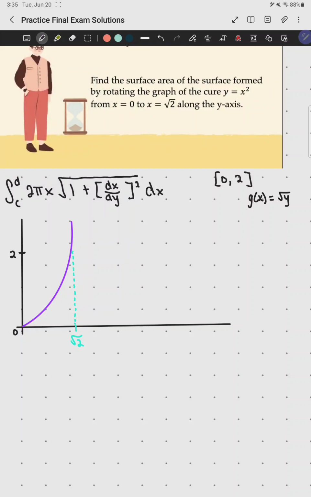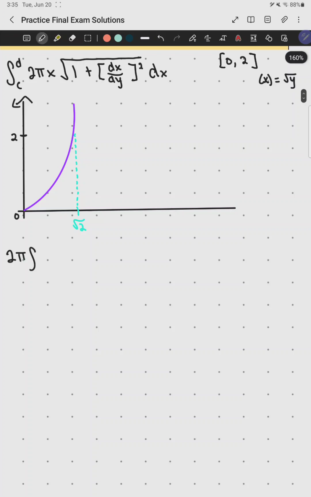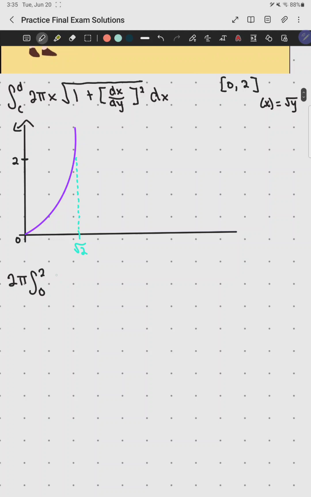So we have our integral from 0 to 2. We're rotating about the y-axis. This x right here is this x but the function. So we're going to be replacing the square root of y with this x. Okay? So 2 pi, 0 to 2. I'm going to put this in brackets to make my life easier.